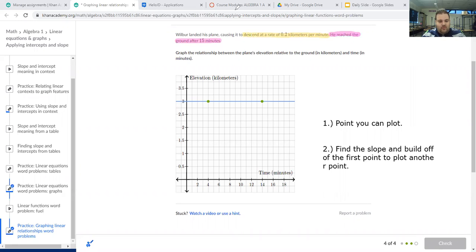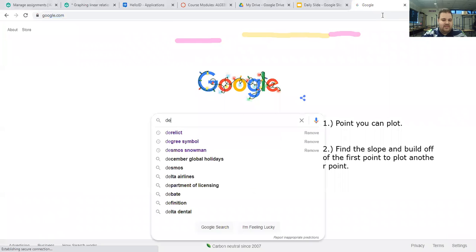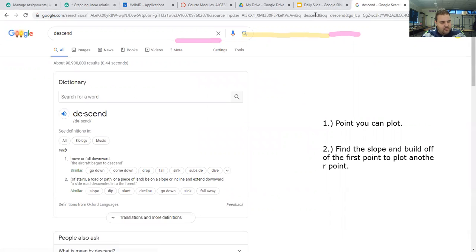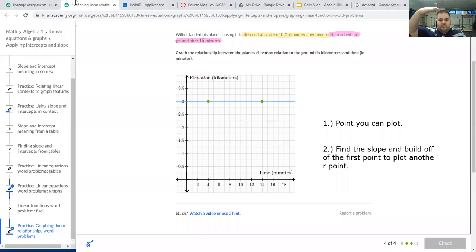Well, a couple things that you may want to think about is the word descend. If you don't know what the word descend is, I would go to Google and type in descend, see what that means. It means move or fall downward, all right? Descend means the plane's starting to land. We have descend, and then we would use the word ascends. It ascends at a rate of whatever. So descends is the word for land, all right? Landing, going down for an airplane. So it's beginning to land, it's starting to go down at a rate of 0.2 kilometers per minute.